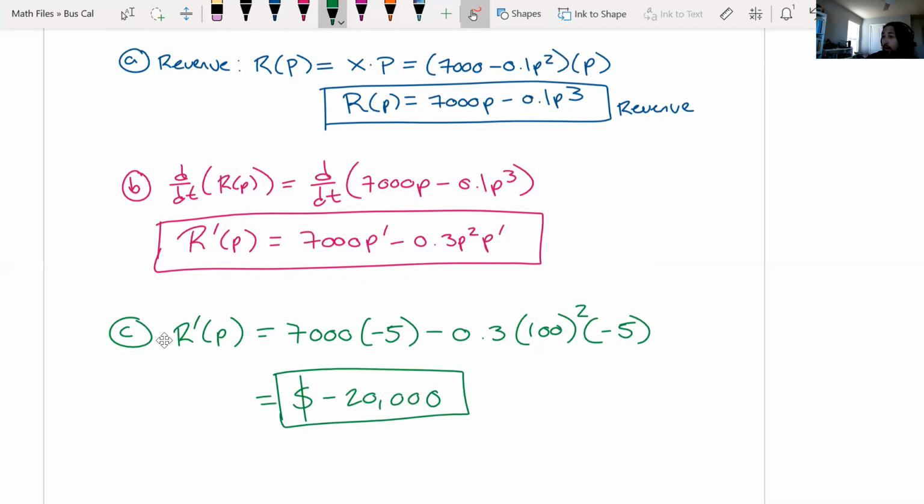Which means that by the problem, if the price is $100 and the price is decreasing at a rate of $5 per week, this makes sense that revenue would decrease.